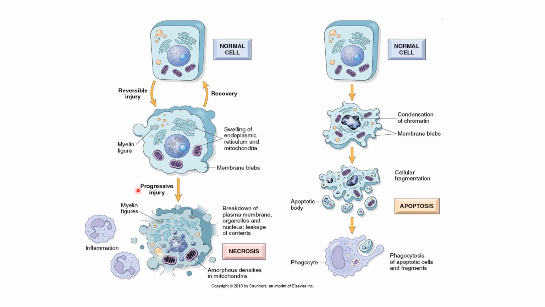Now, when the injury increases, the cell will enter a progressive injury and will go to the irreversible injury. So, in the reversible injury, the cell can go back to normal when the injury or the stress disappears. But when the stress or the injury persists, the cell will go into the irreversible cell injury, which we call cell death, and in this case it is called necrosis.